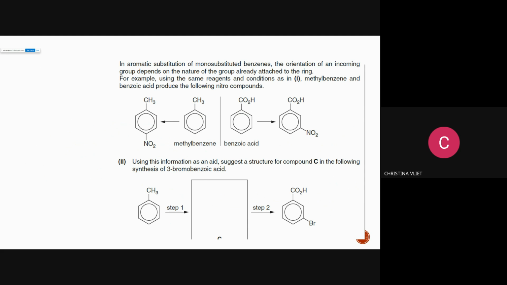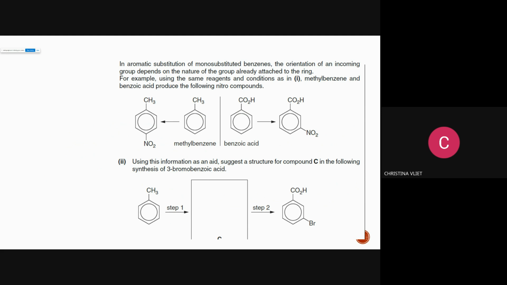So then they tell you, hey, look, if I've got a methyl group, that directs to positions 2, 4, 6. If I've got a CO2H, because that's an electron withdrawing group, that's going to go 3 or 5. So they're actually giving you this information to help you. Use this information as an aid, and that will happen a lot of times on paper 4, where they give you stuff to help you figure out what's going on.